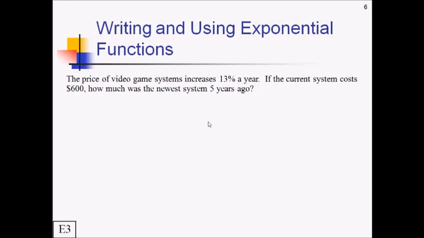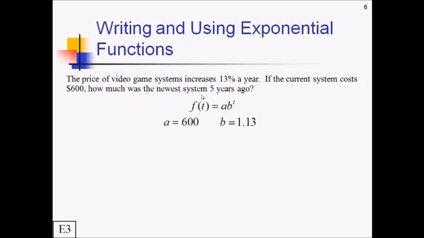All right, let's see what we came up with. So the price of a video game system increases 13% a year. The current system costs $600. How much was the newest system 5 years ago? Starting with our exponential formula, the A value, that's the current price of the system, $600. The B value, this is what we're multiplying by each year. Now, if we're increasing 13% each year, that means that we have 113%. So that's going to be 1.13.